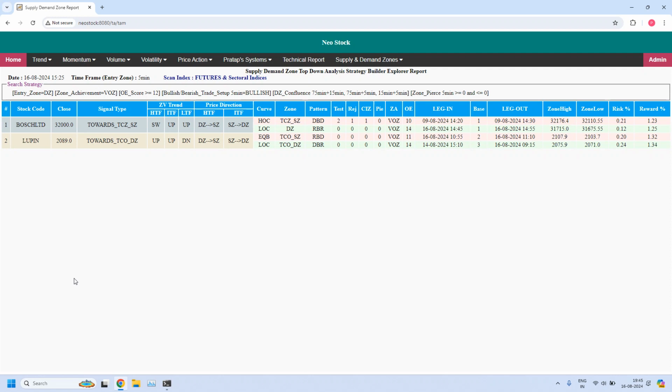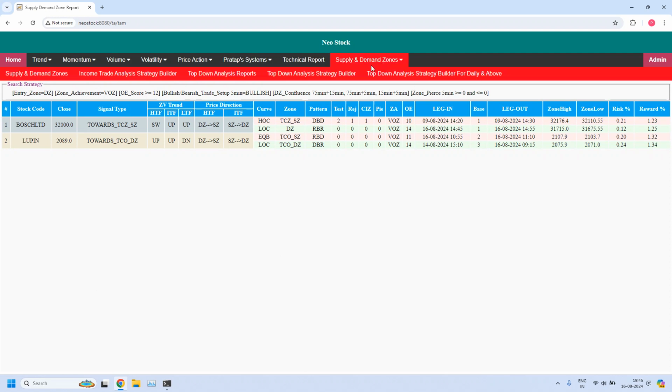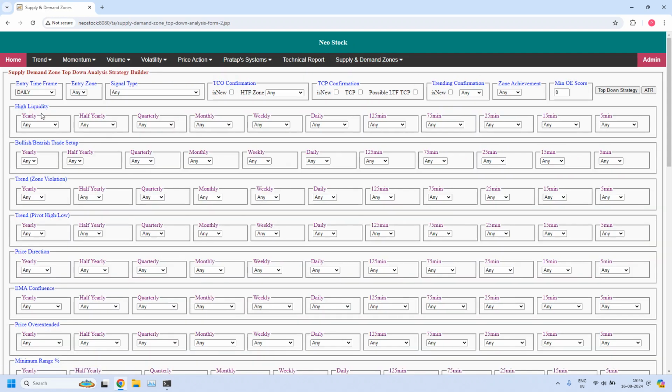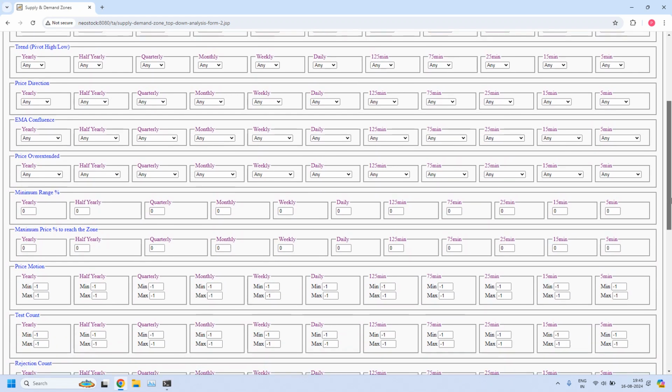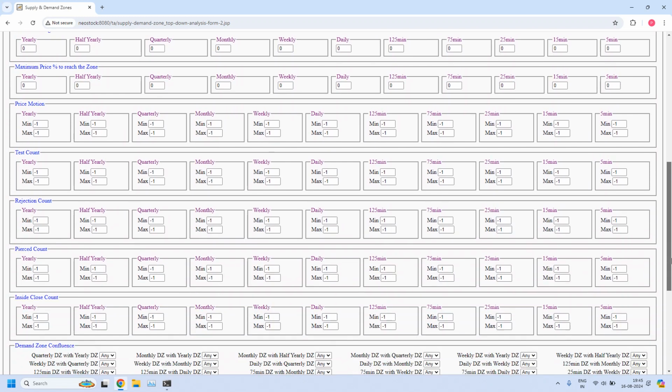So this is about demand zone. This is about bullish trade setup for hourly income trade, and the next one is bearish trade setup for hourly income trade. So entry time frame 5 minutes, entry zone supply zone. In bullish or bearish trade setup at 5 minutes time frame, I am selecting the entry zone, that is 5 minutes supply zone should be bearish, and next the 5 minute supply zone should not be pierced.